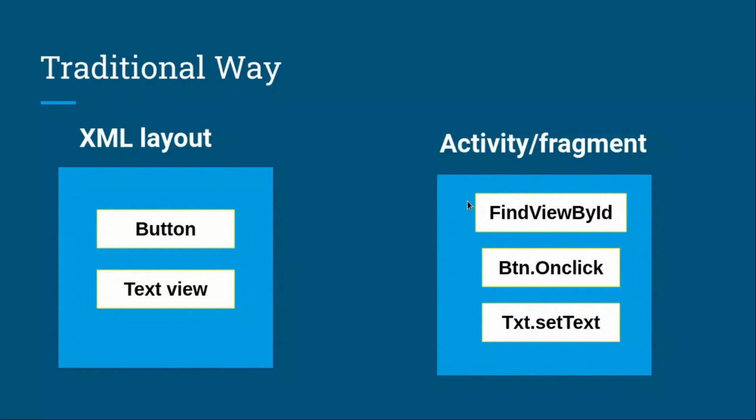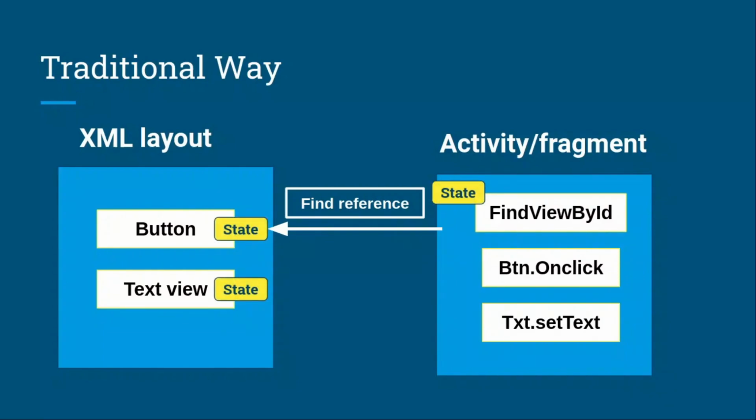We have functions like findViewById, which gives us the reference to this layout. All of these activities and the XML layout have state. So we have to observe the state and also react to it when it changes. For example, if a user clicks this button, we first have to find the ID, then access the onClick method, and then fire up what we want to do. And in this case, we have to update the state.